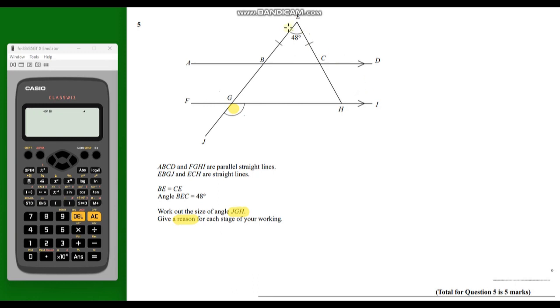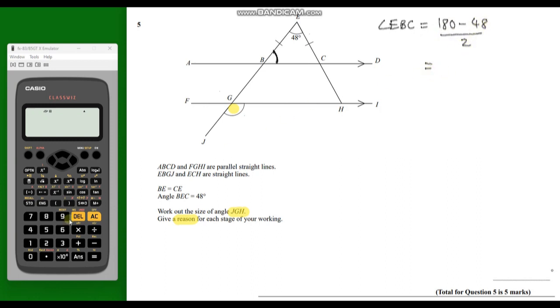So I'm going to start at the top here, and I can see that we've been given an angle of 48 degrees. These 2 angles are going to be the same because this is an isosceles triangle. So to calculate this angle here, first of all, I'm going to subtract 48 from 180 degrees. That will give me the sum of these 2 angles. And then I'm just going to divide by 2. So this is EBC. Angle EBC is going to be 180 minus 48 and then divide by 2.